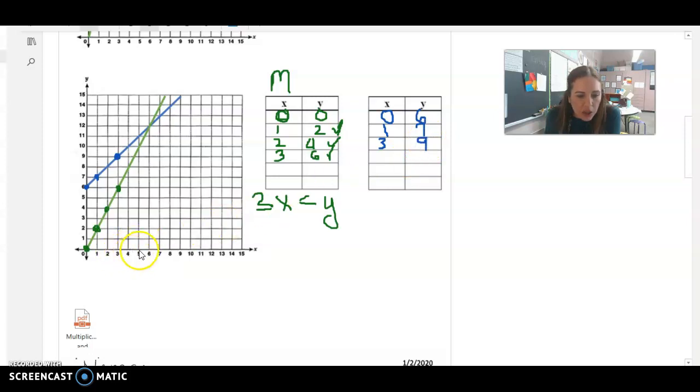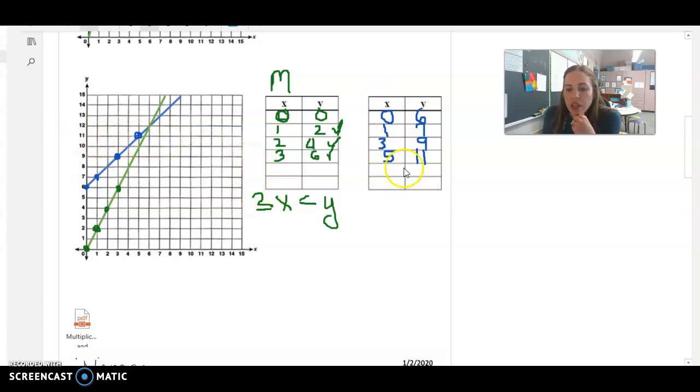And let's go up 2 more. Let's say, what is y when x is 5? Go up. And we see that we meet the blue line when y is 11. So we can say that when x is 5, y is 11.